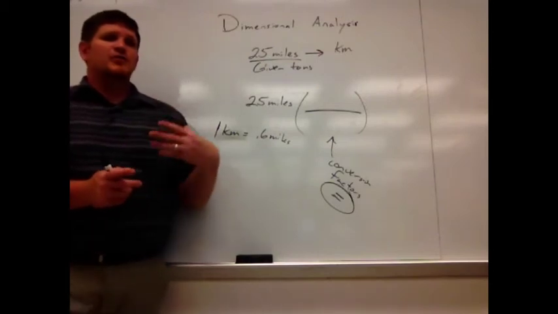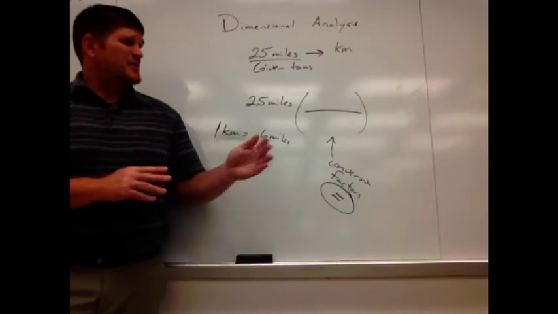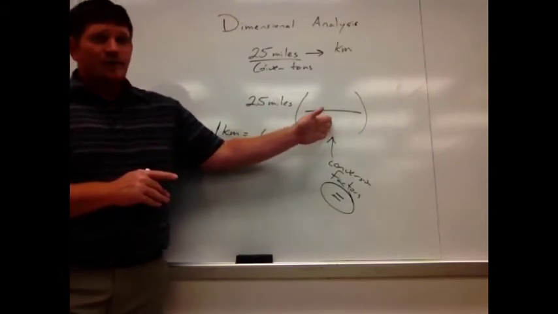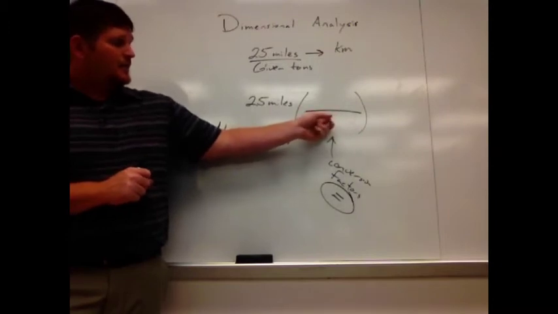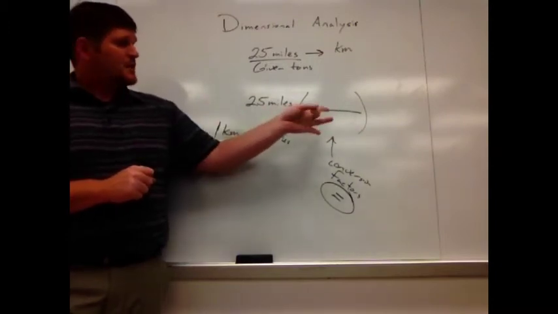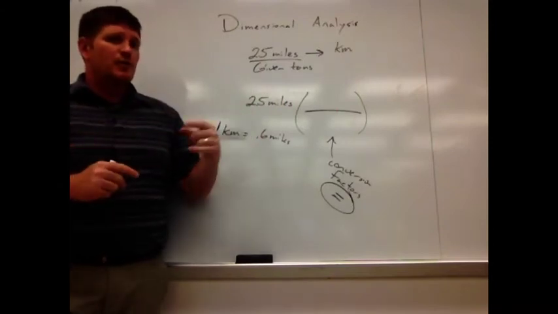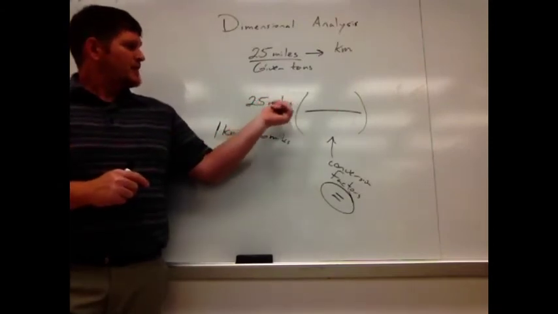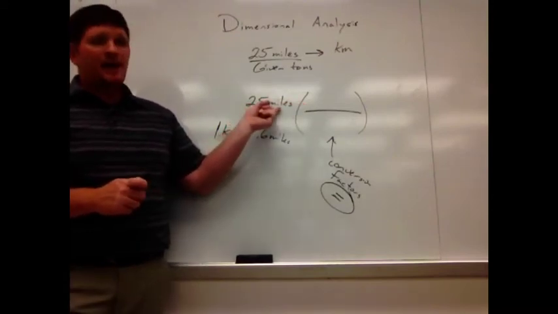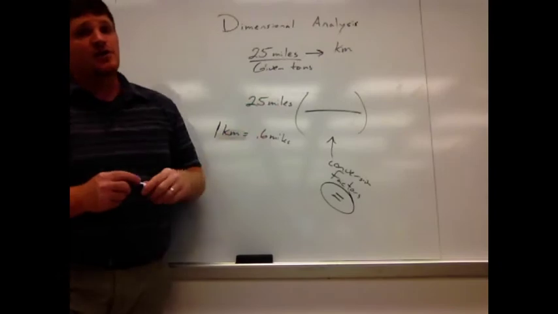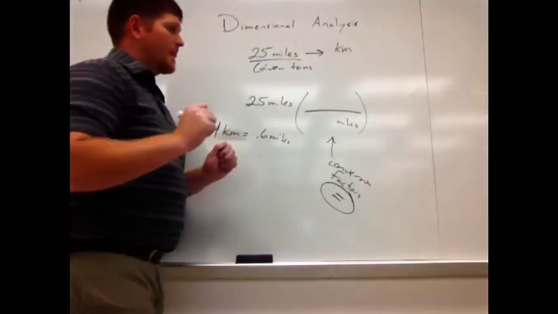And this is where we kind of start working ahead of ourselves on some of the longer problems. We're going to have dimensional analysis problems that might have 4, 5, 6, maybe more conversion factors. So we need to make sure we know which one goes where and why we're putting it there. So we have 25 miles. Okay, if miles is on top, how do I get rid of it? Opposite function, so miles will go on the bottom.